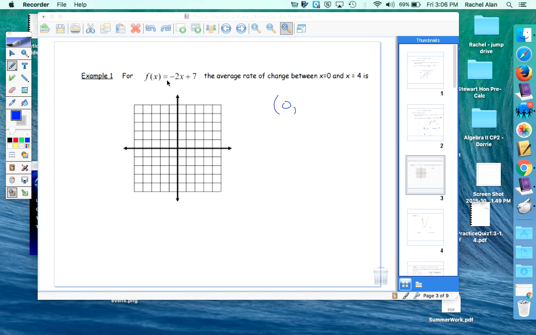So when x equals 0, f of 0 is 7. So I'm going to plot the point 0, 7. And then when x is 4, f of 4 would be negative 1. So I get the point 4, negative 1. And I'm going to draw the function.